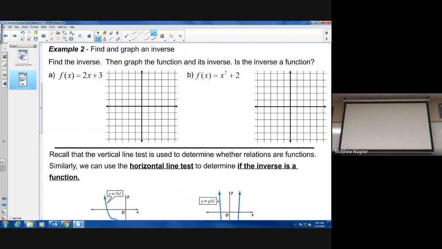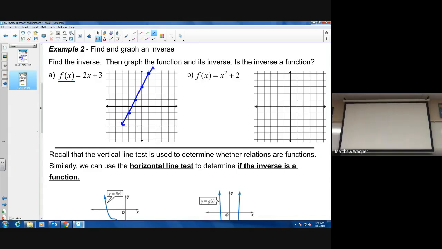All right? So in this case, it says find the inverse. We're going to graph the function and its inverse. So we're going to find the inverse, and notice this is a function to start. Remember back to middle school. Can't remember which grade, if it was 6th, 7th, or 8th grade. But you talked about this vertical line test. So we know that 2x plus 3 passes our vertical line test.